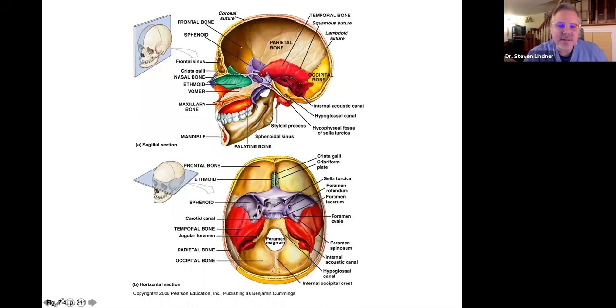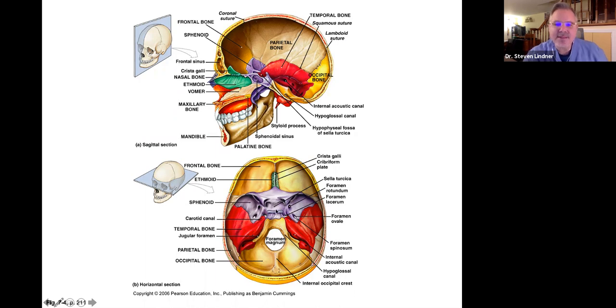It's a little bit easier to see it on the left-hand side. Foramen rotundum, foramen ovale, foramen spinosum, ROS, Ross. Foramen rotundum, ovale, spinosum. Again, foramen means hole. Purple is the sphenoid. So rotundum, ovale, and spinosum are all in the sphenoid bone.